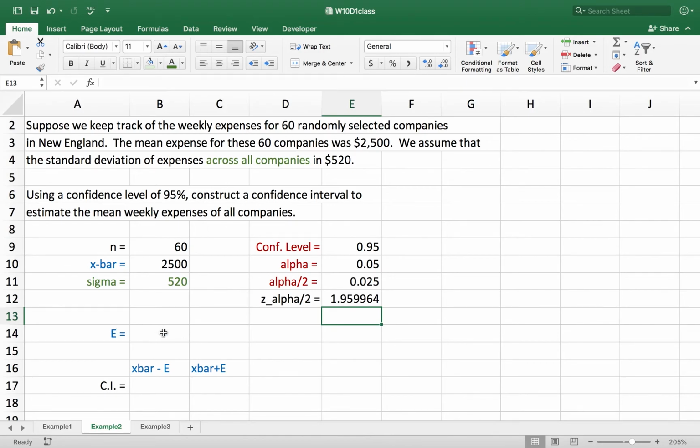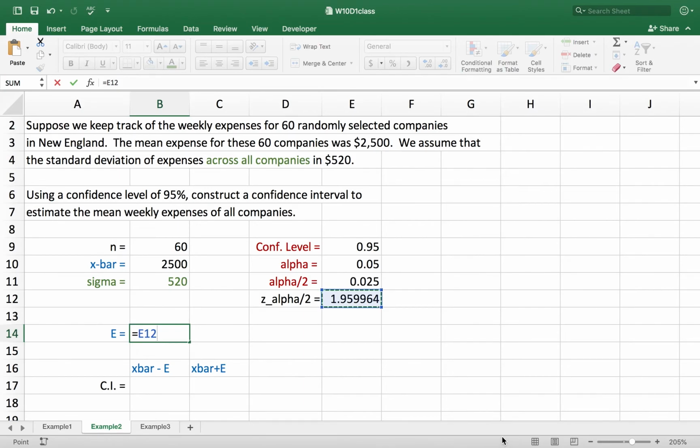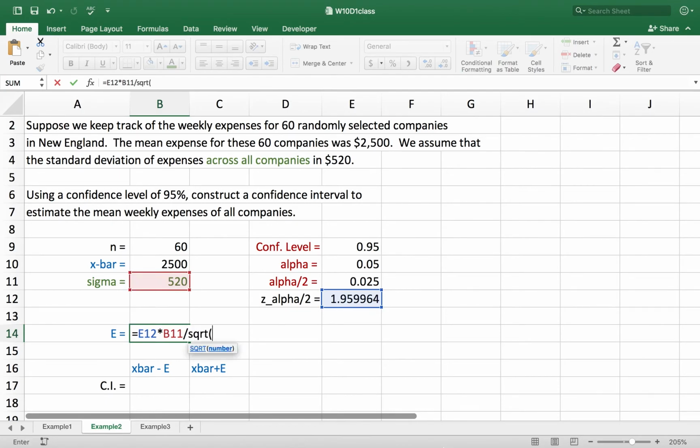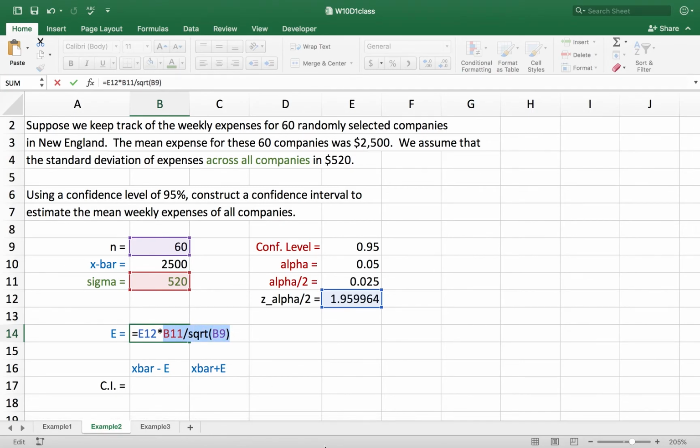Remembering our formula for the margin of error, this is going to be our critical value, z alpha over 2, times the population standard deviation. But since we're working with the variation in the sampling distribution, remember we have to apply our central limit theorem. So we have to divide by the square root of our sample size in order for this last component to be the standard deviation that we really want to work with. So it's z alpha over 2 times sigma over the square root of n. This is the margin of error.